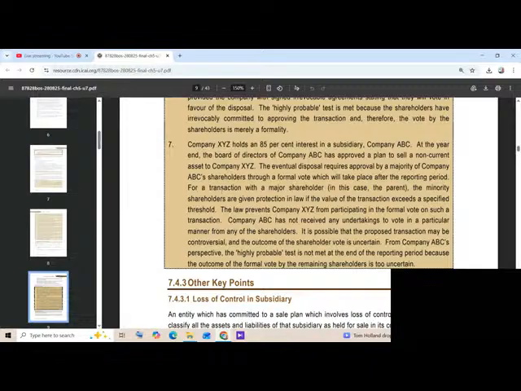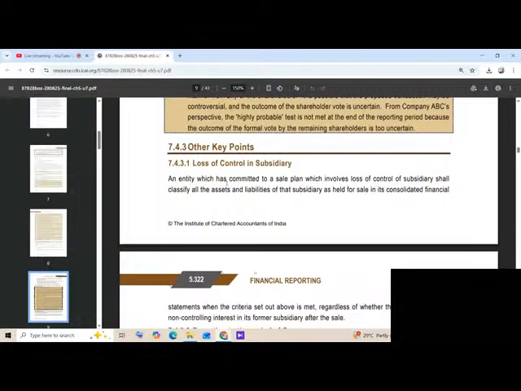The law prevents Company XYZ from participating in the formal vote on such a transaction. Company ABC has not received any undertakings to vote in a particular manner from any of the shareholders. It is possible that the proposed transaction may be controversial and the outcome of the shareholder vote is uncertain. From Company ABC's perspective, the highly probable test is not met at the end of the reporting period because the outcome of the formal vote by the remaining shareholders is too uncertain.